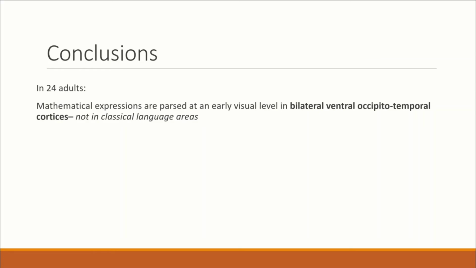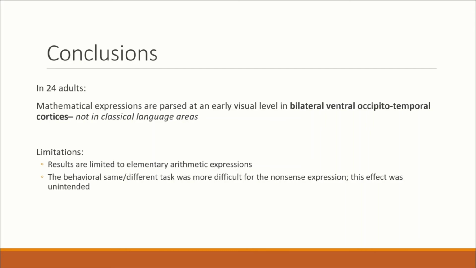So to conclude, the study was done in 24 adults and found that mathematical expressions are parsed at an early visual level in bilateral ventro-occipito-temporal cortices, and interestingly, not in classical language areas. Some limitations of the study include the fact that results are limited to elementary arithmetic expressions and don't delve into operators such as square roots or integrals. Additionally, the same different judgment task was more difficult in the nonsense level 0 expressions because of the increased working memory load. They note that this effect was not entirely intended.